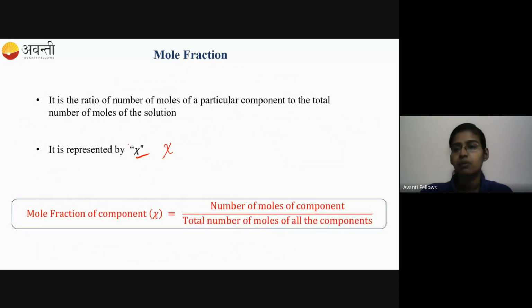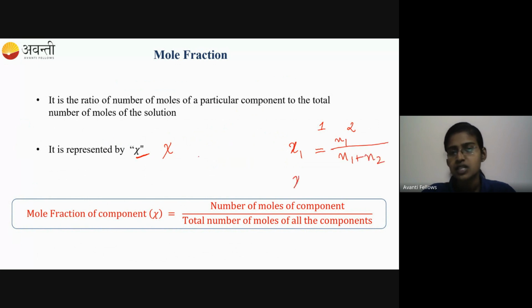Suppose I have two components, component 1 and component 2. If I have to find the mole fraction of the first component, I have to represent it as chi, right? Now, to find the mole fraction of component 1, I take the number of moles of that component divided by the total number of moles of all components. That is N1 plus N2.